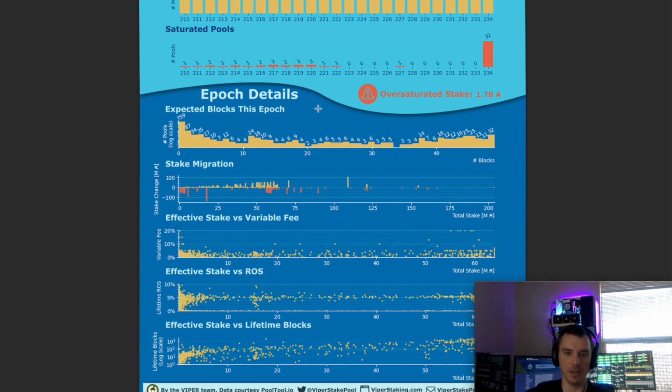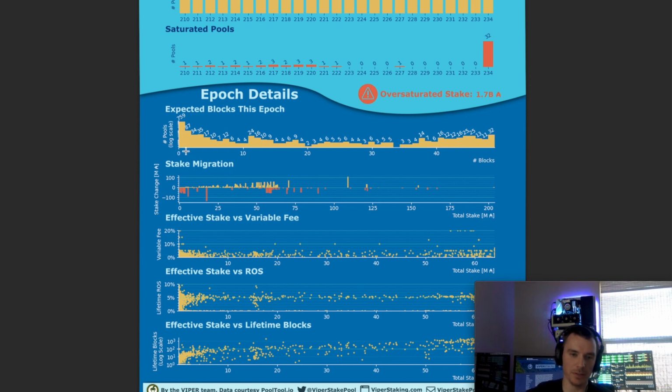Moving down to the epoch details section, this plot shows the number of stake pools that are expected to make a given number of blocks this epoch. So the y-axis here is in a logarithmic scale, and this is just based on the huge variation in values in this plot. So we can see there are 759 pools expected to make 0 blocks this epoch. This does not mean that none of these pools will make blocks. It just means on average over the long term, these pools are expected to make 0 blocks in an epoch.